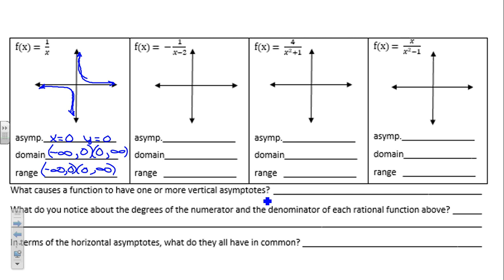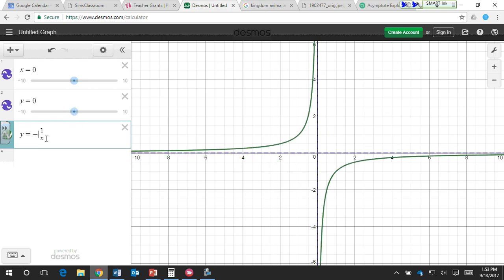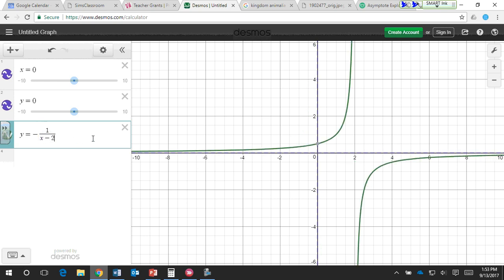All right, we're ready for the next one. So this time, f of x is negative 1 over x minus 2. Changed things up a little bit, didn't it? So is x equals 0 our vertical asymptote still? No, so let's use that slider and move it over. And what do we think our vertical asymptote is? 2. It looks like 2, right? Is that to be expected based on what we know about the parent function? Yeah, we moved 2 to the right, didn't we?